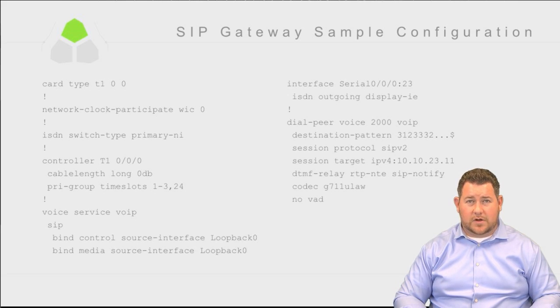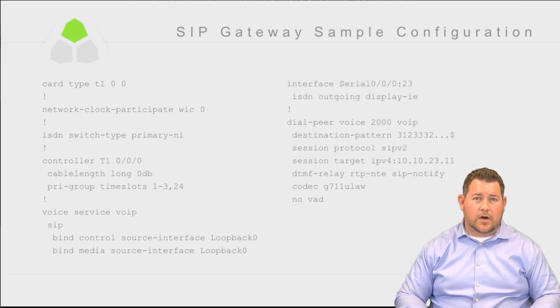We're saying session protocol SIP v2. So remember, this is going to be a SIP dial peer. We actually have to define that because the default session protocol that we're going to have is session protocol Cisco, which would be H.323. Next here, we're going to define our session target, which is going to be 10.10.23.11. It's going to be our Site B publisher in this case. This is a Site B gateway, it looks like.